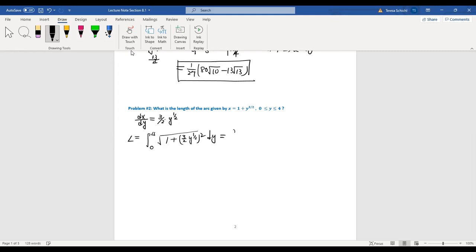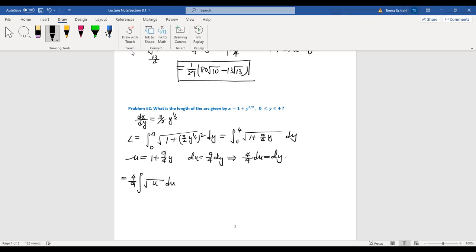And then here will be 0 to the 4. And then this is 1 plus 9/4 y dy. Whoa, very, very similar to what we had before. So we can do a u-sub: u is equal to 1 plus 9/4 y. So du is equal to 9/4 dy, and then 4/9 du is equal to dy. See here, right? So now I replace it. So this will be 4/9 in the front, and this will be the square root of u du.